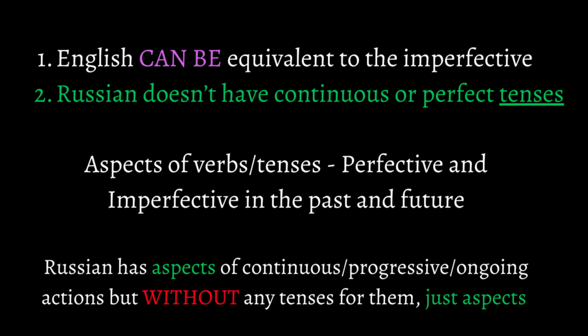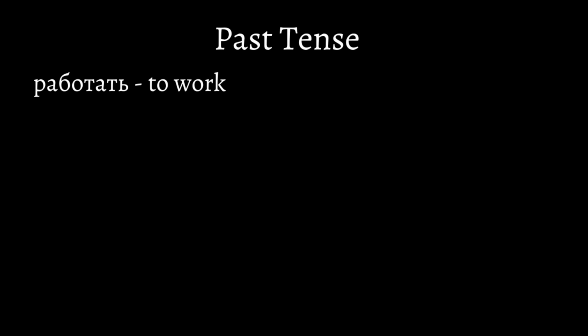I just wanted to quickly correct myself on that because it will be relevant in the aspects, and here is what I mean. Suppose we have this verb, работать, meaning to work, and we want to put it in the past tense. How many different variations of it are possible in Russian?